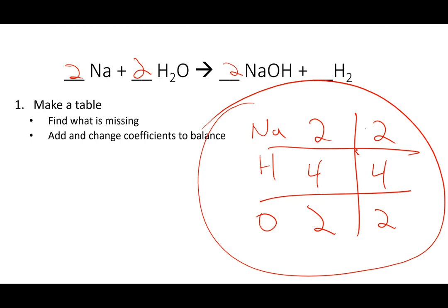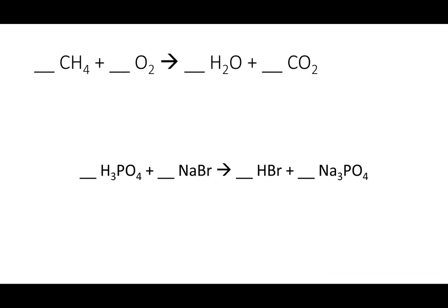Let's do a couple of more. Let's do 2 more before we conclude and we practice in class. On this one, what is my first step? I'm going to write a table, and I want to balance my C, H's, and O's on the left side and right side. How many C's, H's, and O's do I have on the left side?